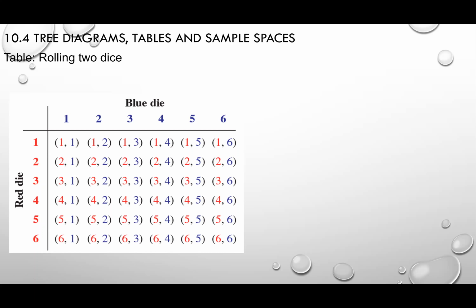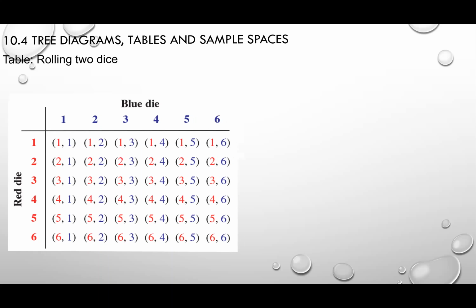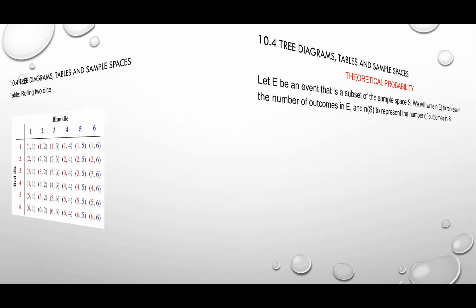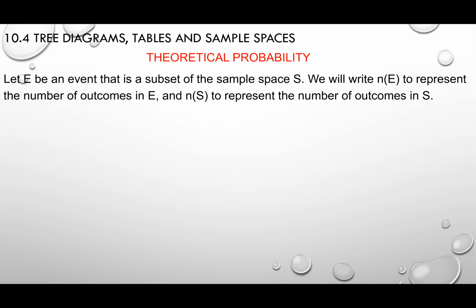One way is the tree diagram. Another way is the table. In this case, we just lay out all of the possible outcomes, right? And the other way is the frequency distribution table, but we will get there later. And that's all there is in 10.4, ladies and gentlemen.